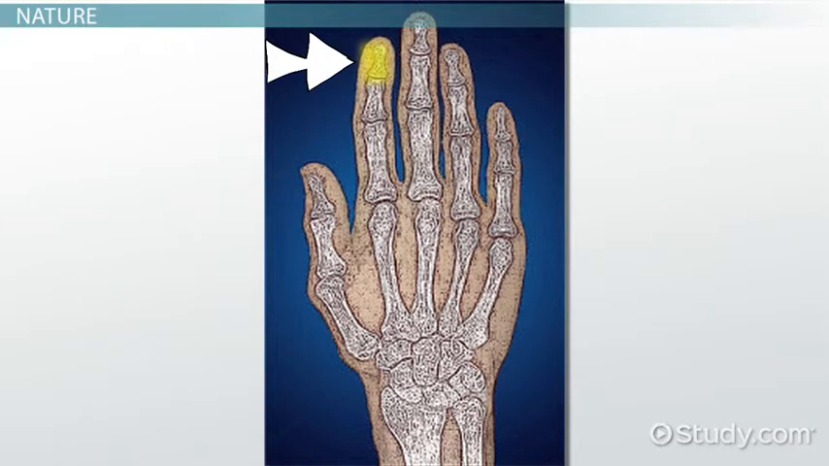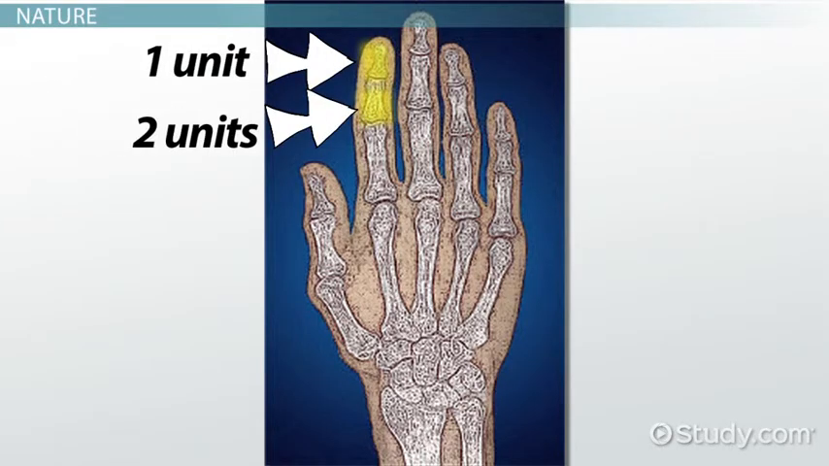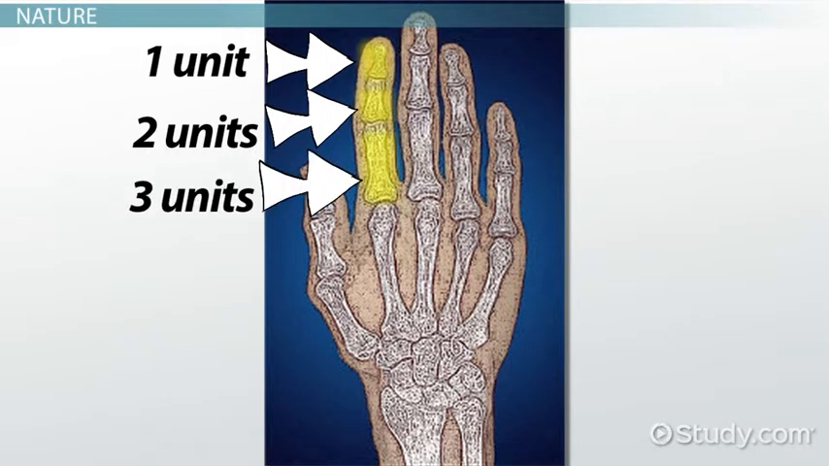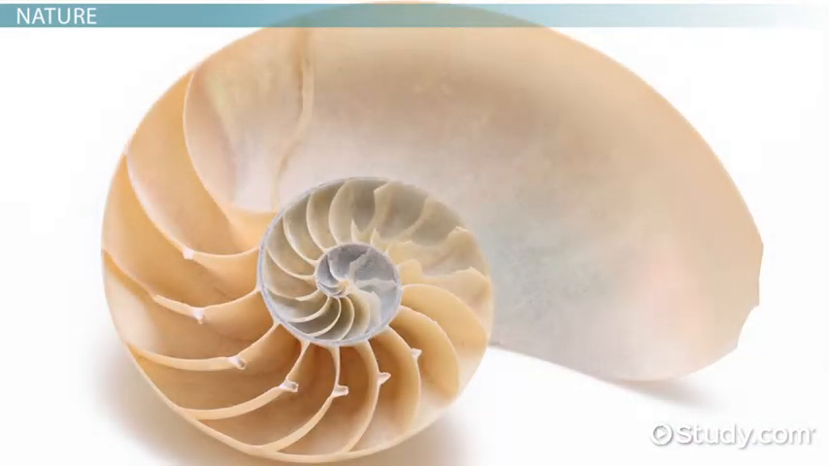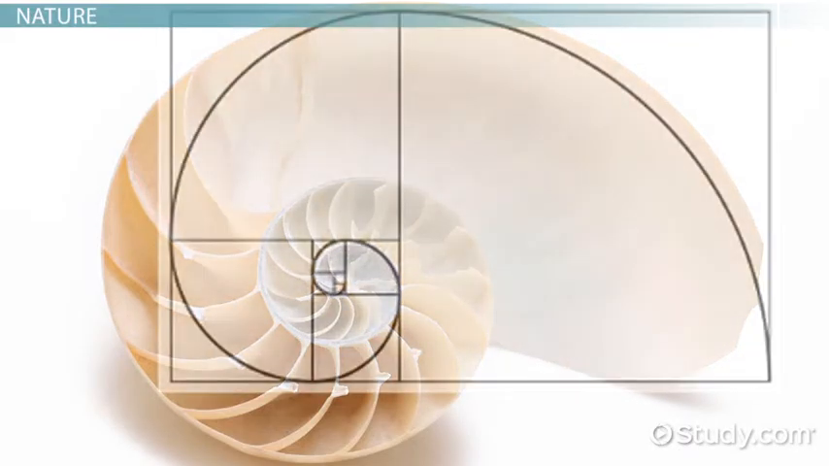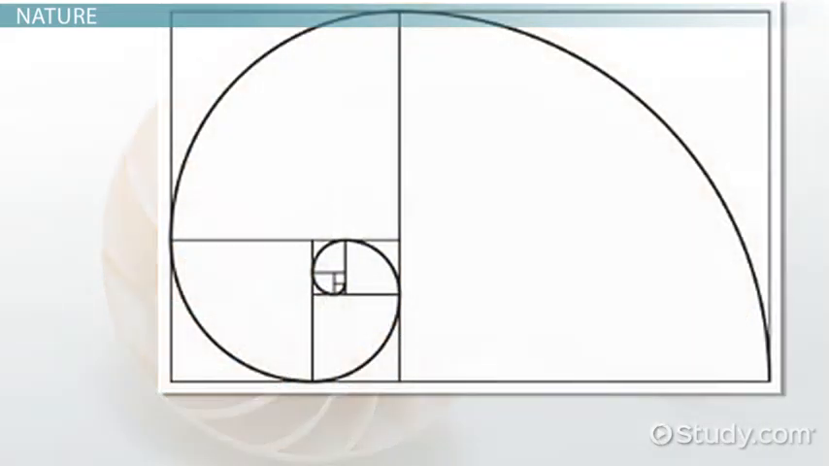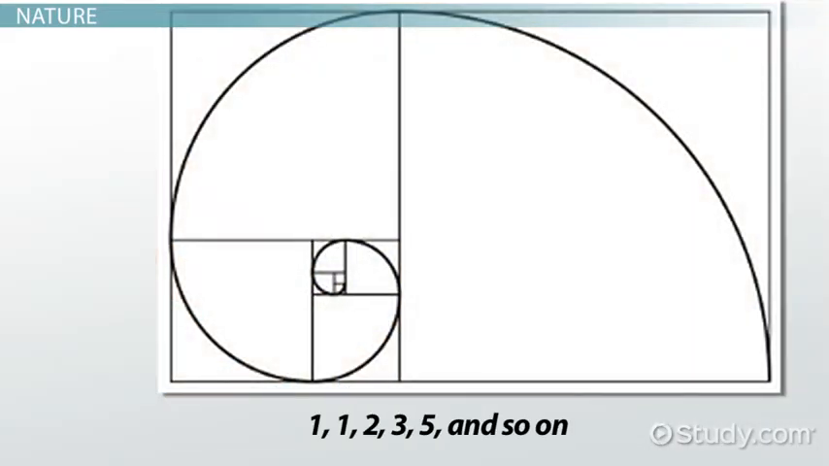If the smallest section of your finger measures 1 unit, then the section below will measure roughly 2 units, and the third section will measure about 3 units. Notice how each measurement corresponds to a Fibonacci number. Seashells grow in a Fibonacci sequence. If you tile squares with sizes that follow the Fibonacci sequence, 1, 1, 2, 3, 5, and so on, and draw a spiral that connects to each outer edge, you will see a seashell forming.